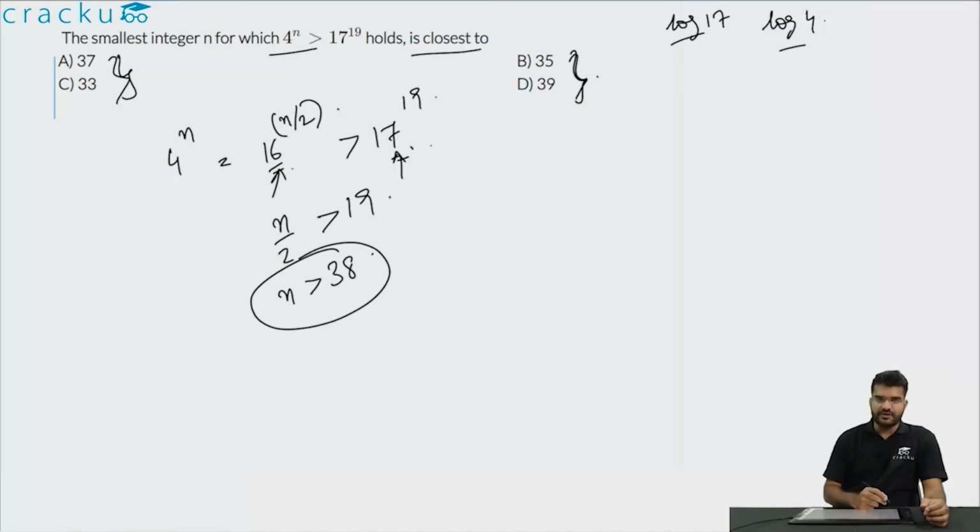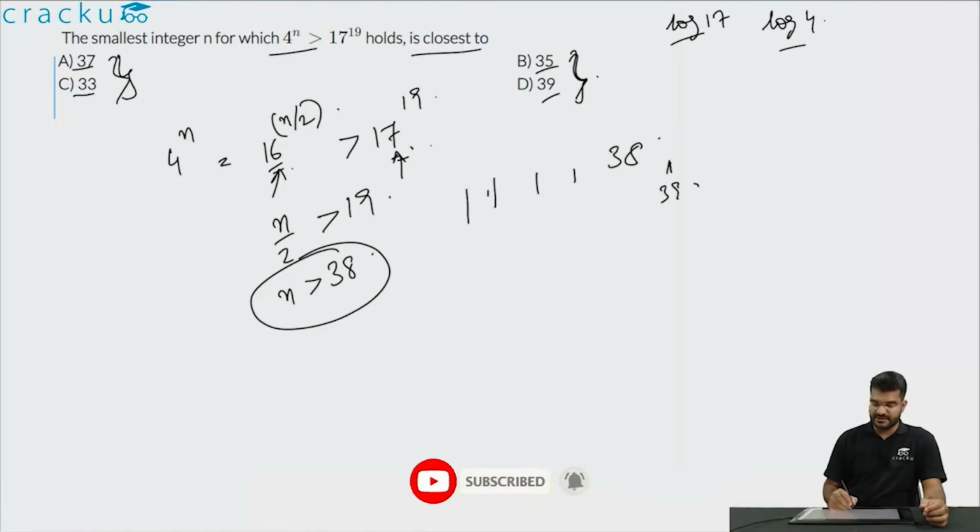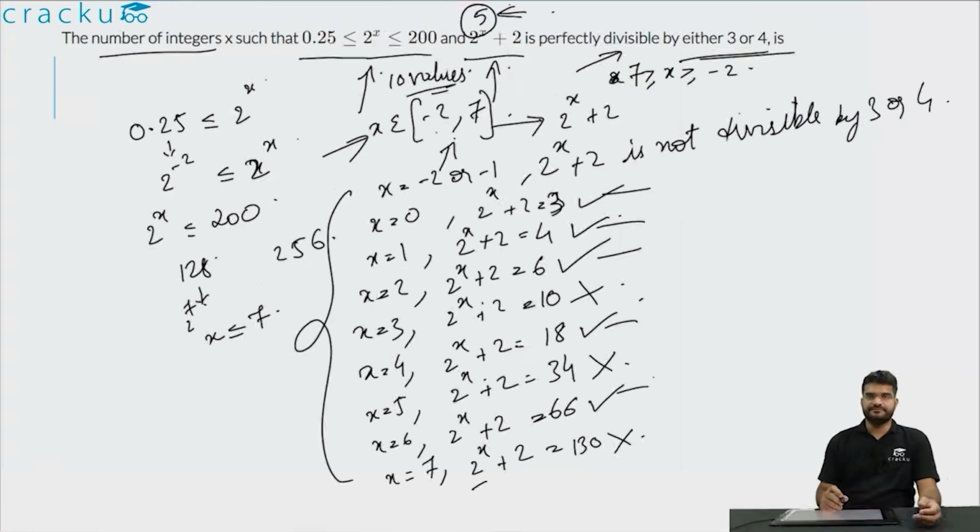So now if you look at the options, you have 33, 37, 35 and 39. You know that there is 38 here and all the other options are to the left of 38. There is only one option, which is 39, which is greater than 38. So you know that of all the 4 options, the option which will be closest to n will be 39. So the answer in this case is 39. We know for sure that n is greater than 38, and so the only option which is closest to it is 39.